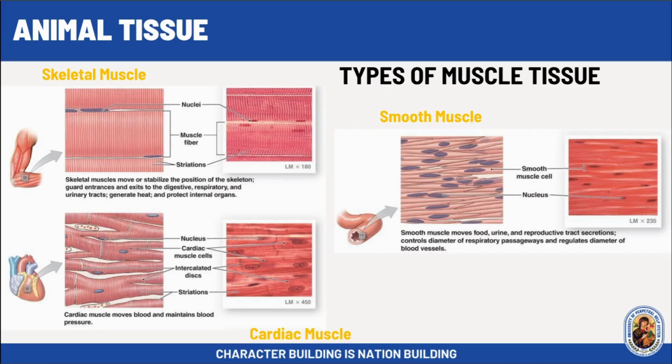So this is what these striations look like. This is for skeletal muscle tissues. These are for the cardiac muscle tissues, and these are the smooth muscle tissues.